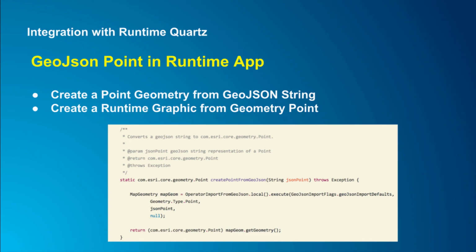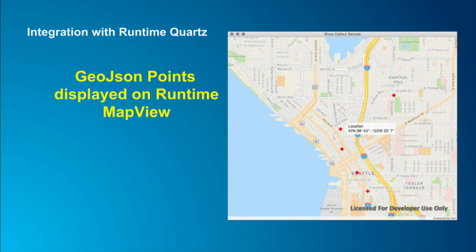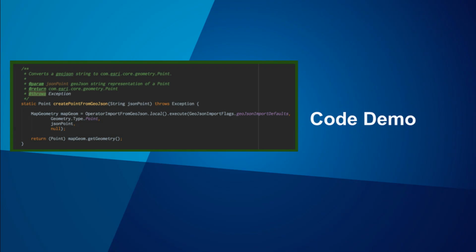So now once we have that GeoJSON point, we can take that point and turn it into a runtime graphic. And as a runtime graphic, we can add it to a graphics overlay, and then we could display those points on a runtime map. And that would look something like this. Right, so that's the app you saw earlier with those diamond points representing Seattle train stations through the city that came in as GeoJSON points. So let's take a look at how we did that.